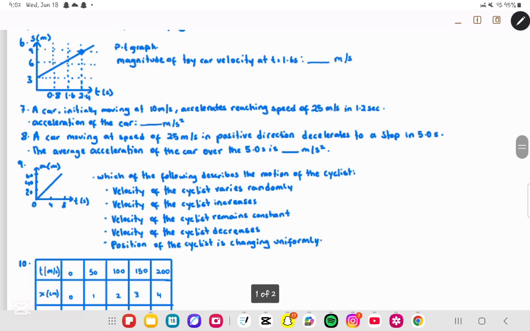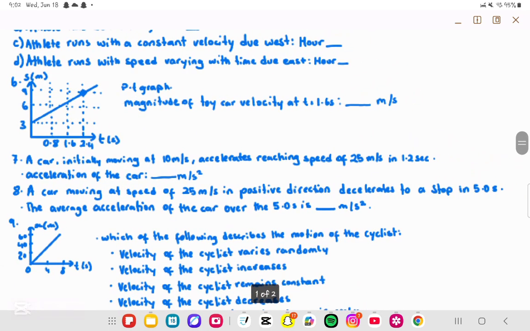What does it say in 6? It says the distance time graph, I think. They want the magnitude of the toy car velocity at a specific time. To find the velocity at a specific time, which in this case is 1.6 seconds, very simply, you need to draw the tangent at this point, which is the line itself, because it's a straight line. And then you need to find the slope of the tangent, or the slope of the line.